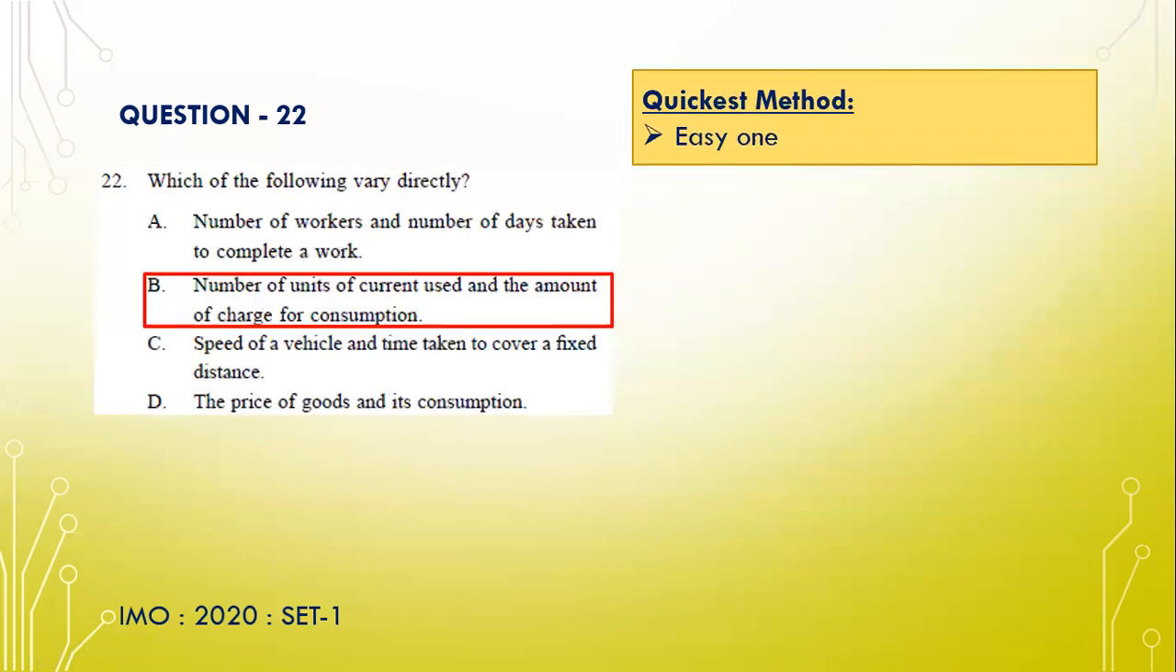Which of the following vary directly? Number of workers and number of days taken to complete a work. They are indirect. More the number of workers, lesser the number of days. Number of units of current used and amount of charge for consumption, which is direct. If you use more electricity, you will be charged more, isn't it? So that is direct. Speed of a vehicle and time taken to cover a fixed distance, indirect. If the speed is more, the lesser will be the time taken. Price of goods and consumption, also indirect. If the price of goods is more, its consumption is less. If the price of goods is less, its consumption is more.